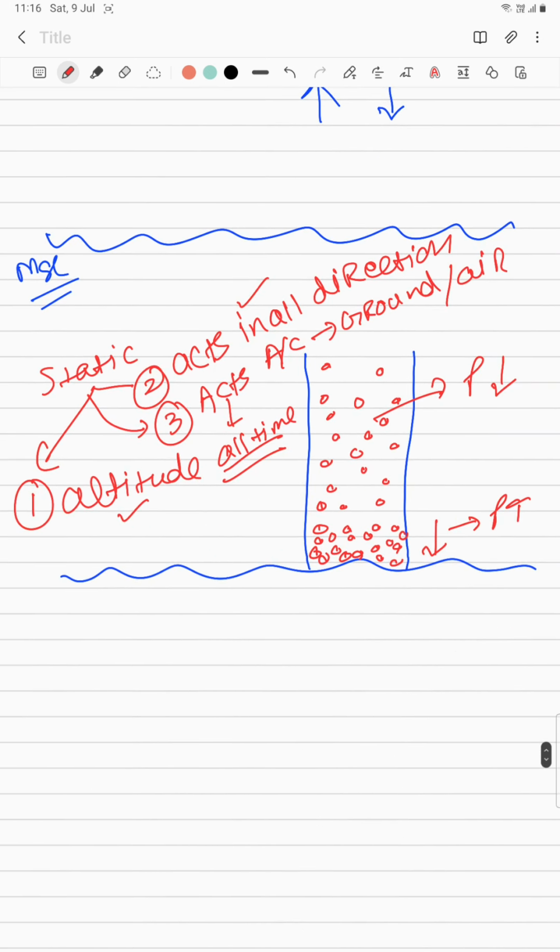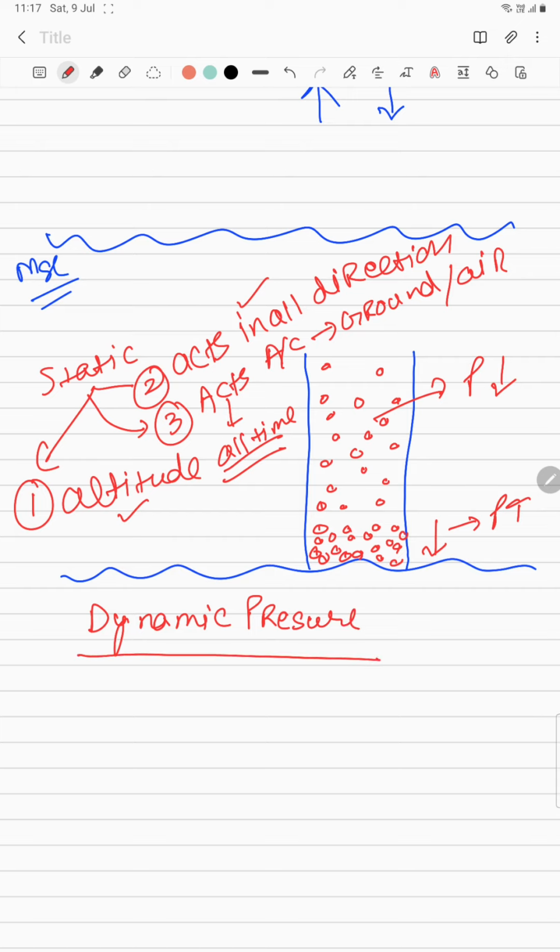Now guys, we have studied the static pressure. Now let's go ahead in the topic and study the dynamic pressure. Now guys, what do we mean by dynamic pressure? And then we will write down some important points about static and dynamic pressure which come in your DGCA examination and which you need to remember.